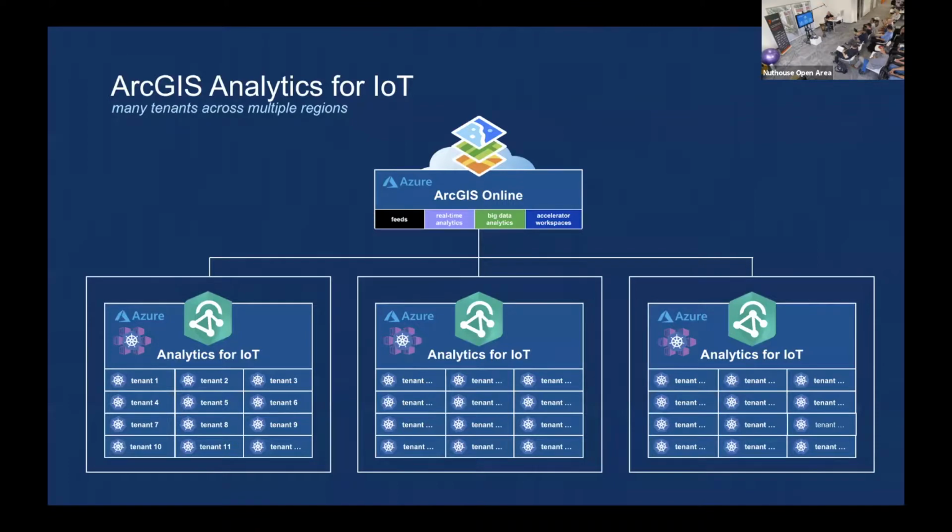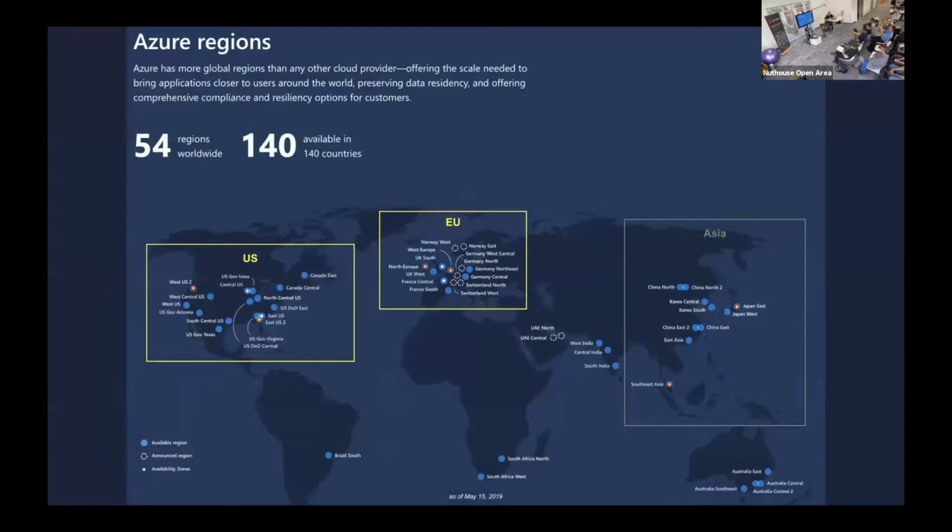So if you're organization 1 using our service, you get your own cluster. Organization 2 gets an entirely different cluster. And so that's what's represented on this diagram here. And so as far as the regions that we support around the world, we use Azure as our primary SaaS provider.